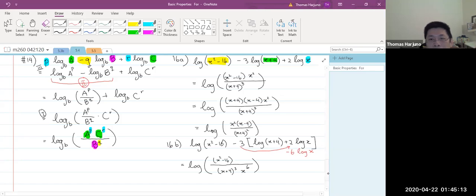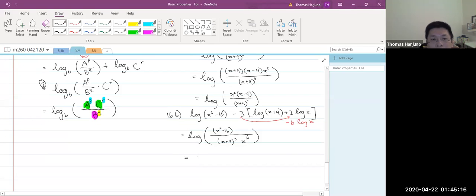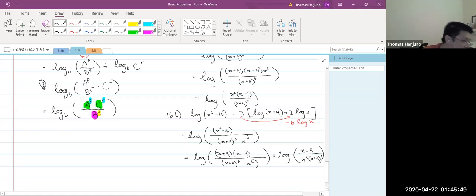Now from there, we simplify a bit further. This is log, the way we did it earlier, x plus 4, x minus 4 at the top. At the bottom, I have x plus 4 cubed, x to the 6. So this is equal to log of x minus 4 over x to the 6 times x plus 4 squared. Okay.